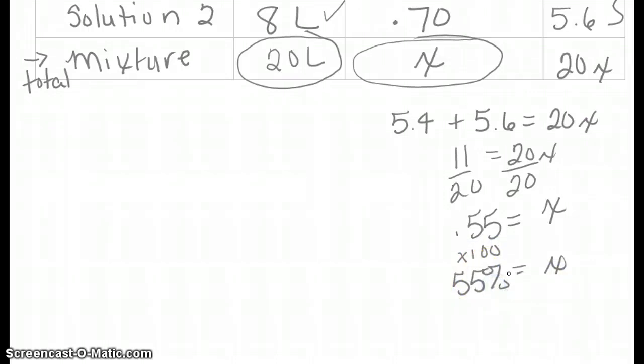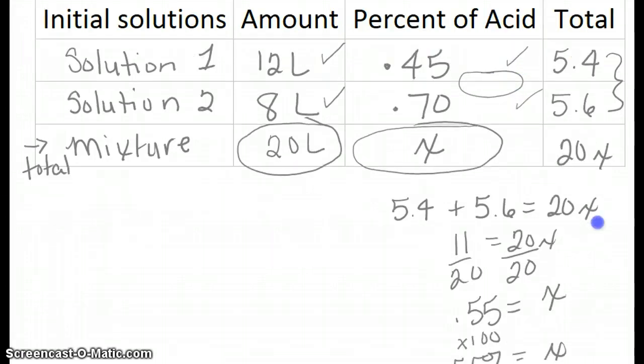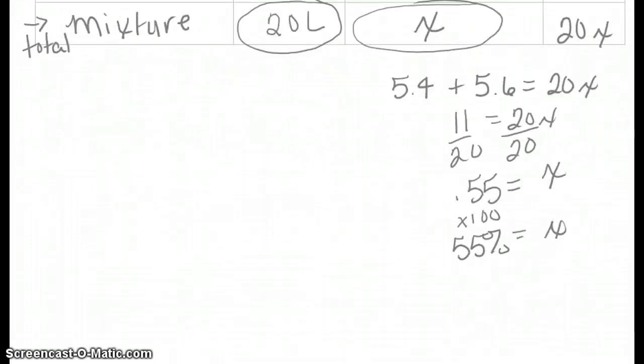So that means our combined solution, and it makes sense if you look at it. This one's a little bit less, this one's a little bit more, so we know that our mixture is going to be right in between, and it turns out perfectly at 55%.